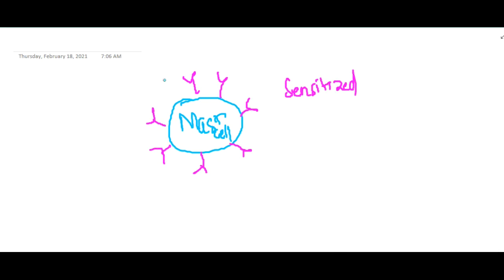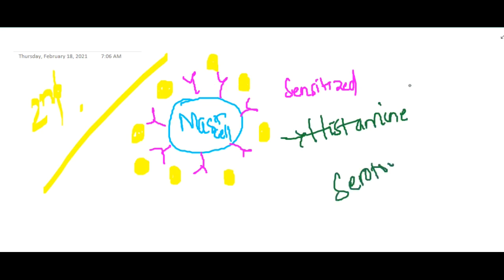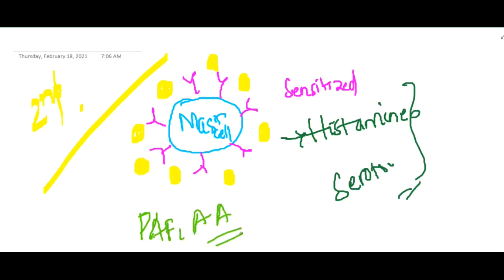Now if the antigen gets into our blood again, this is the second exposure. The antigen is recognized by the mast cell and polymerizes between the two IgE antibodies, which results in release of histamine and serotonin. These are preformed mediators that are released, and other mediators like platelet activating factor and arachidonic acid metabolites are also newly synthesized.